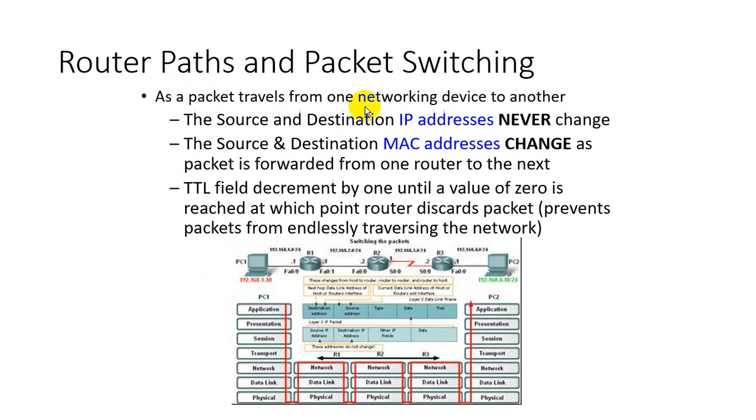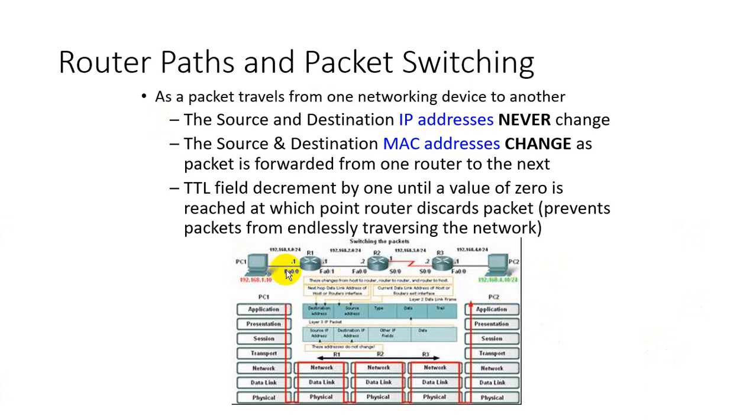As a packet travels from one networking device to another, the source and destination IP address never change. You should always keep in mind that the source and destination IP address never change as a packet travels from one networking device to another. So if source IP 192.168.1.10 wants to reach 192.168.4.10, then this source IP address and this destination IP address never change.